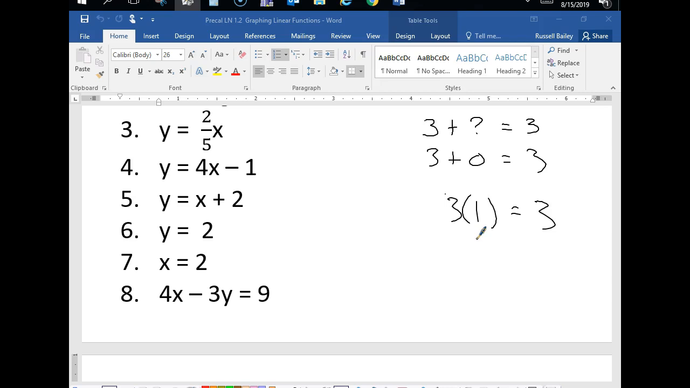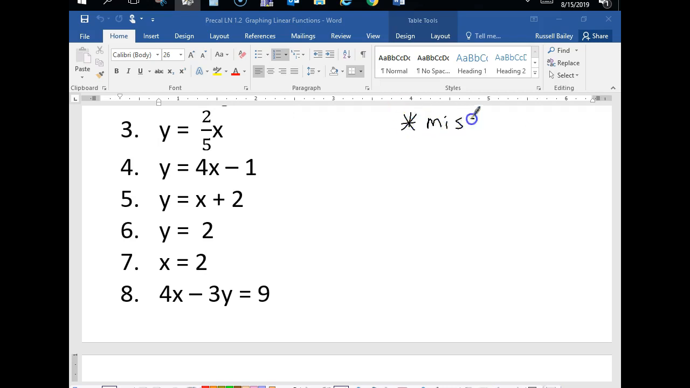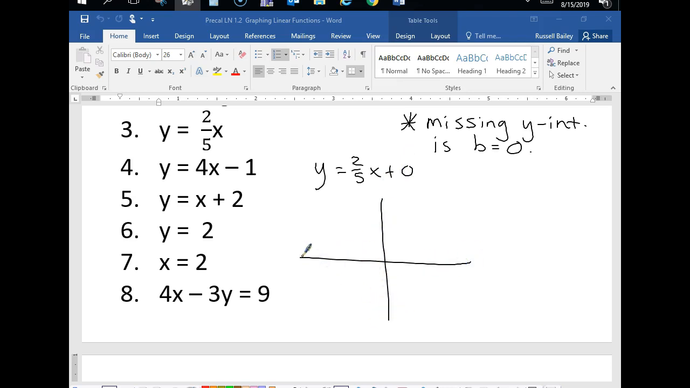Now, when you're looking over here, I'm missing the number over here, right? Is that an added number or a multiplied number? That's an added number. So when you're missing an added number, what is it? Okay, so there's our first fact. Missing y-intercept is b equals 0. So if you're ever missing a y-intercept, then the b is 0. So if you want, you can just rewrite it. You don't have to. But in this case, my y-intercept would be 0. I would go up 2 and over 5.